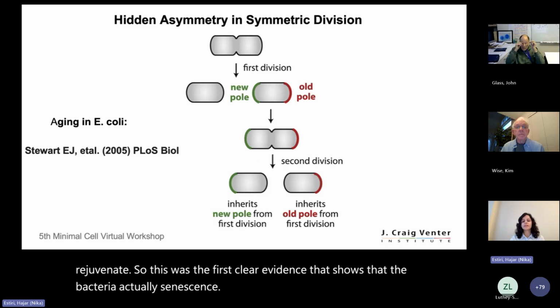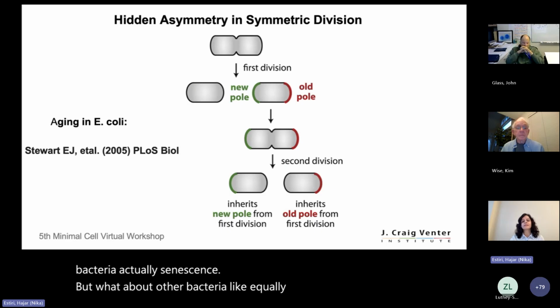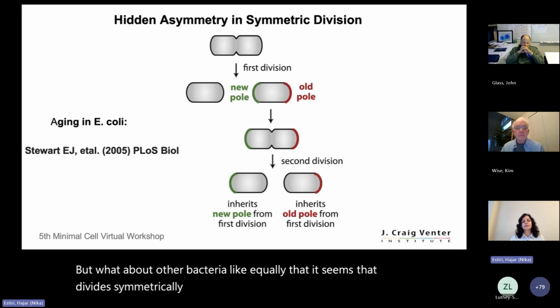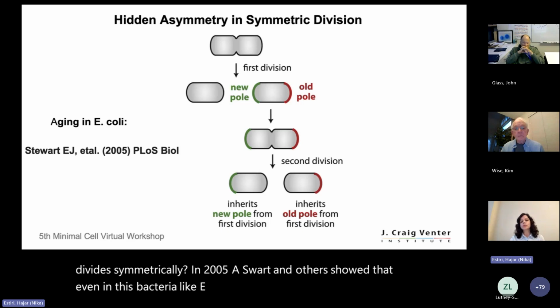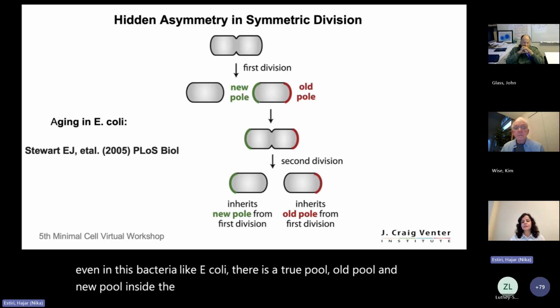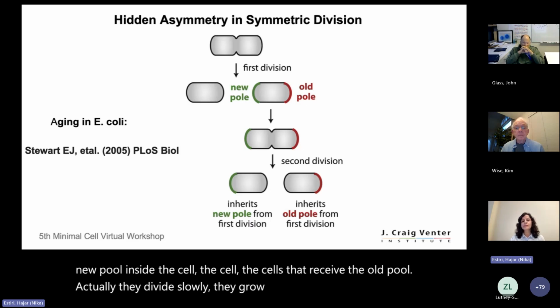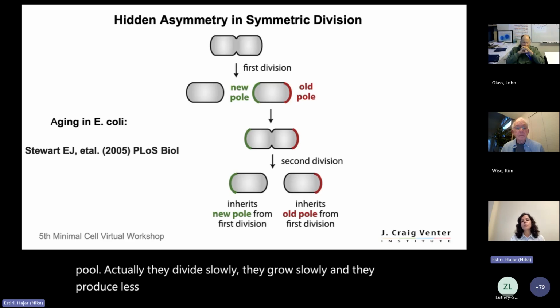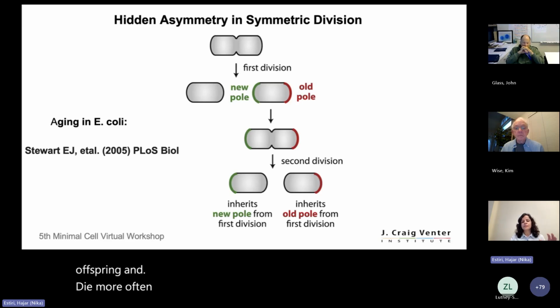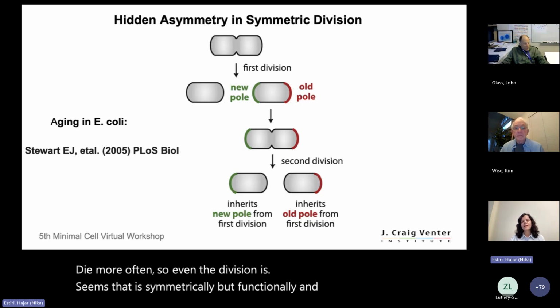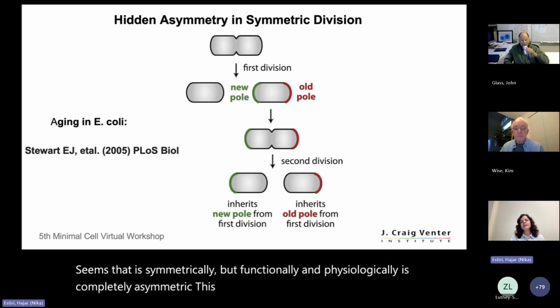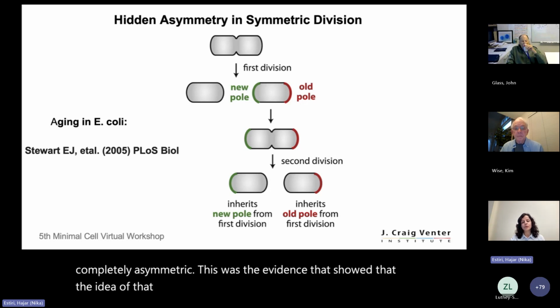But what about other bacteria like E. coli that seem to divide symmetrically? In 2005, Stewart and others showed that even in bacteria like E. coli, there are two pools, an old pool and a new pool, inside the cell. The cells that receive the old pool divide slowly, grow slowly, produce fewer offspring, and die more often. So even though the division seems symmetric, functionally and physiologically it is completely asymmetric. This was the evidence that shattered the idea that bacteria are immortal.